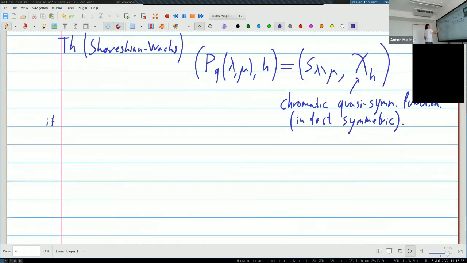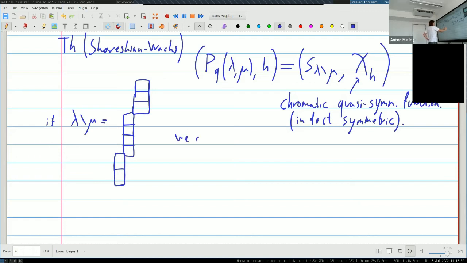So if lambda minus mu is a union of columns, so it looks like this, then we are counting chains in our partially ordered set, because each column is just a chain and there is no restriction on the rows.